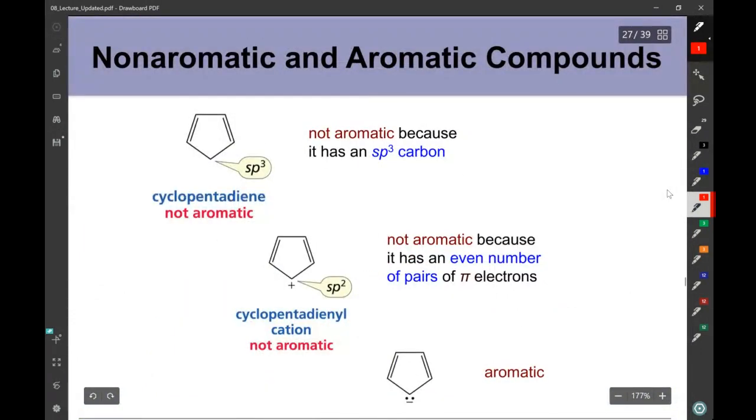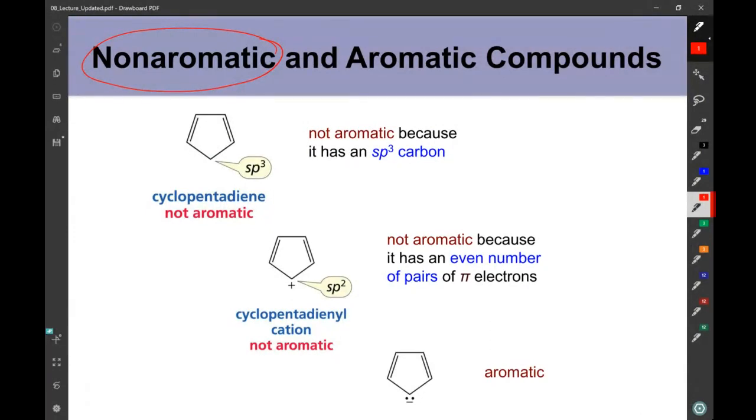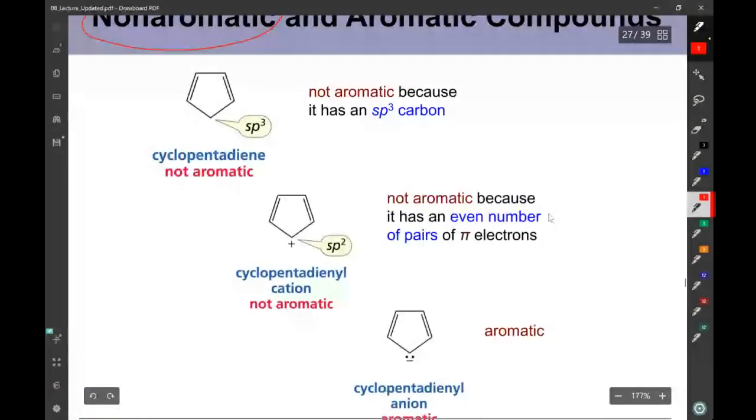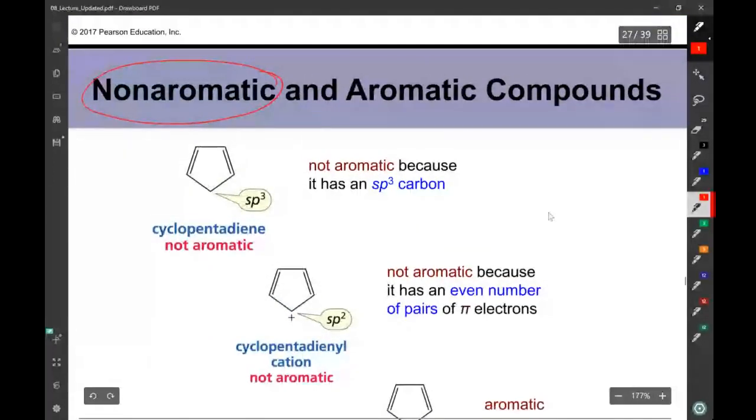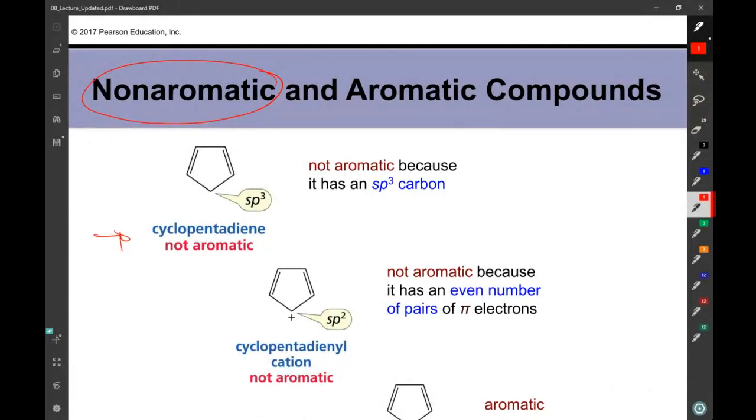Now, non-aromatic compound. In this case, let's look at all of these cases one by one, okay? If you look at the first molecule here, cyclopentadiene, let's look at cyclopentadiene again and double check all the criteria. Yes, it is cyclic. Yes, I have an alternation, double, single, double. I have that alternation. But then, take note. How many pairs of pi electrons do I have here? 1, 2. So it failed the test of the number of pairs of pi electrons.